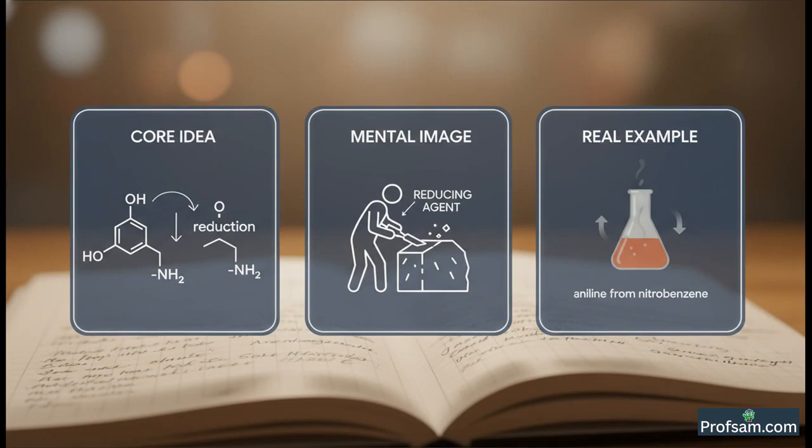So, let's do a very short recap. If you forget everything else, just remember these three things: Number 1, the core idea. We make amines by the reduction of other nitrogen compounds. Number 2, the mental image. Think of a sculptor using a chisel to carve a statue. And number 3, one real example, the industrial production of aniline from nitrobenzene.